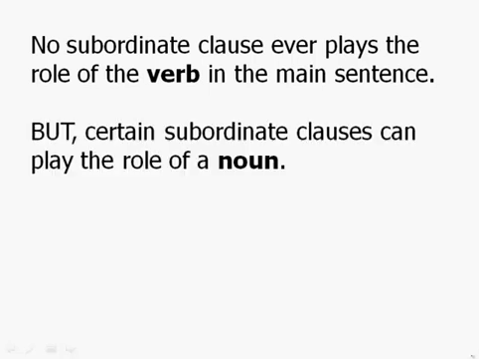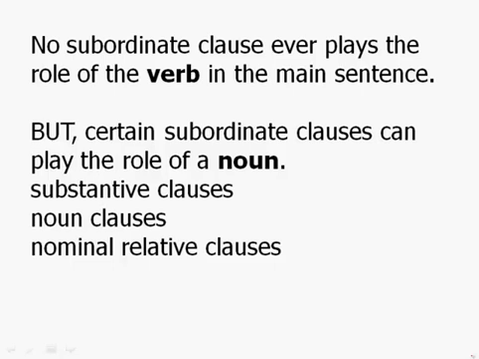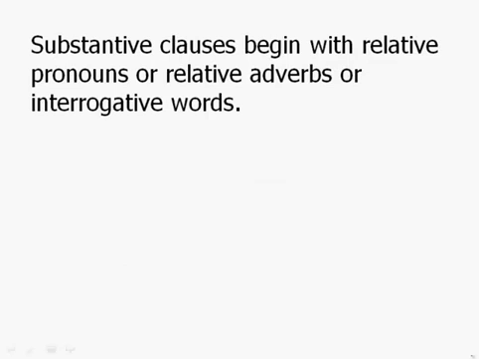But certain subordinate clauses can play the role of a noun. And when this happens, we can call this a substantive clause. Some people call it a noun clause. Sometimes it's called a nominative relative clause. There are all kinds of fancy terms for this. The term I'll be using is substantive clause. A substantive clause is a subordinate clause that is acting in the role of a noun. A substantive clause begins with a relative pronoun or relative adverb or an interrogative word. So in other words, these clauses never begin with subordinate conjunctions. So this is very important to appreciate.